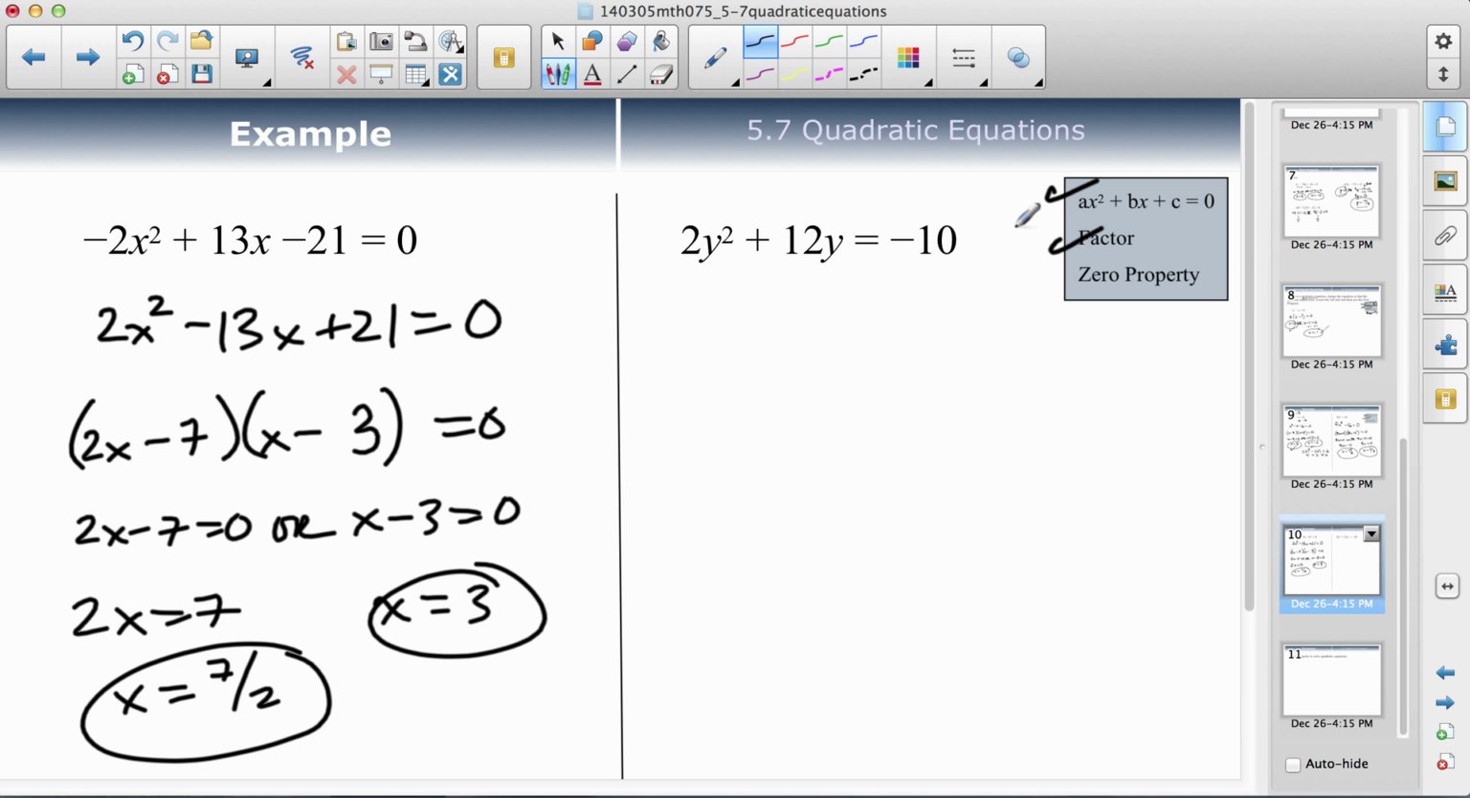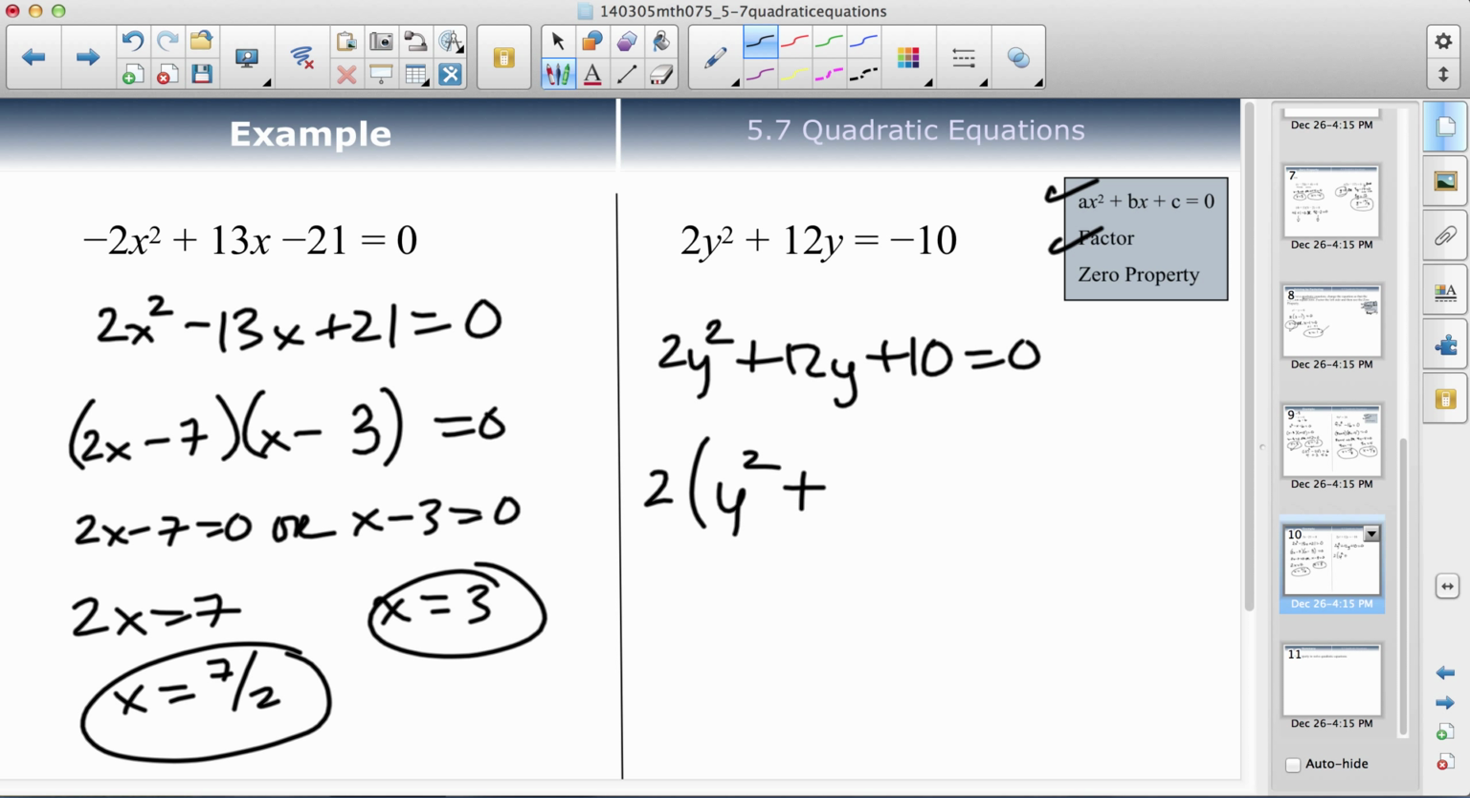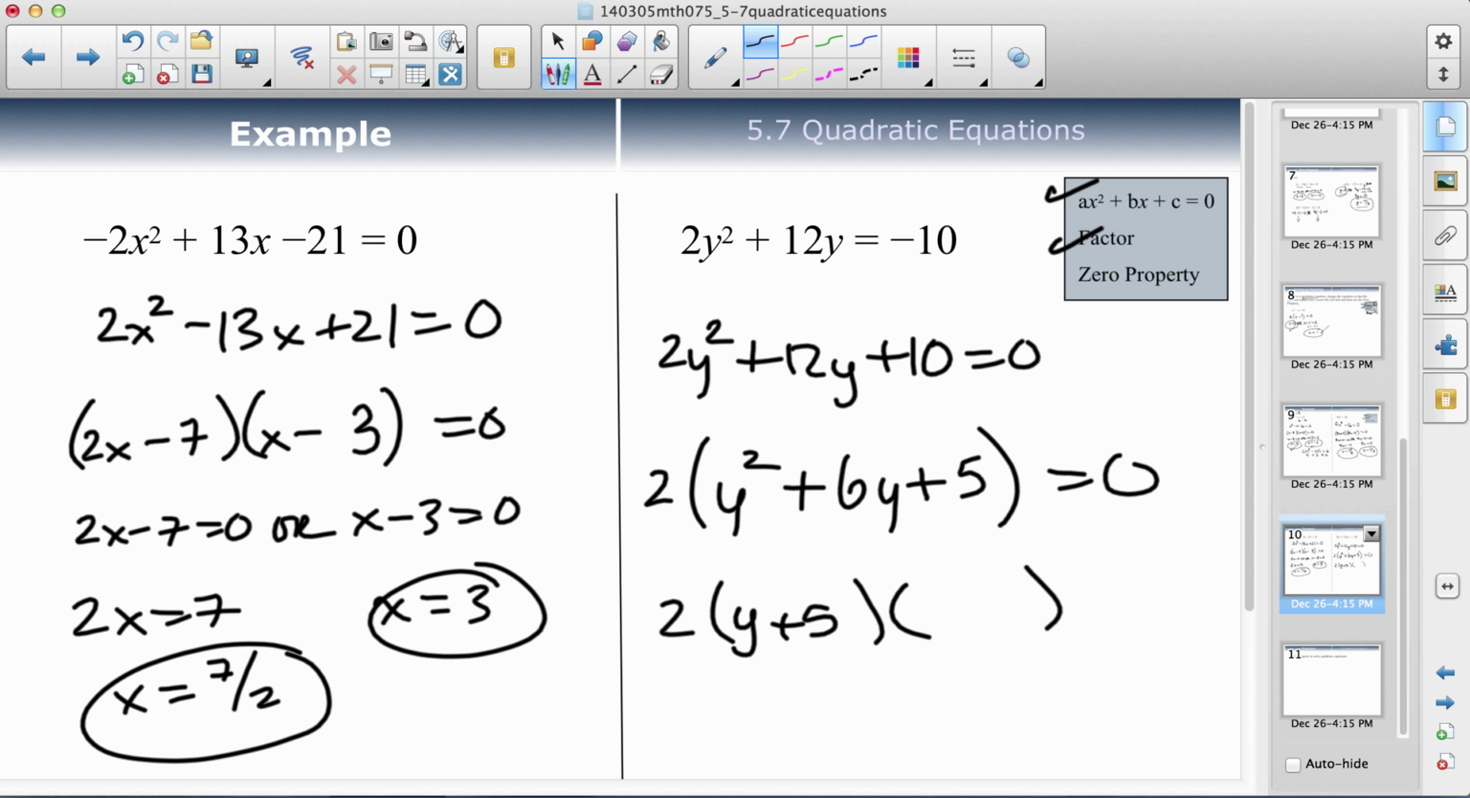One last one. I have to make it equal to 0, so I have to add 10 to both sides. So 2y squared plus 12y plus 10 equals 0. Hey, 2 will go into each of them. So if I factor a 2 out, it'll be y squared plus 6y plus 5 equals 0. This is the normal one, so I can split that into two numbers that multiply to 5 and add to 6, which have to be 5 and 1. So 2 times y plus 5 times y plus 1 is equal to 0.